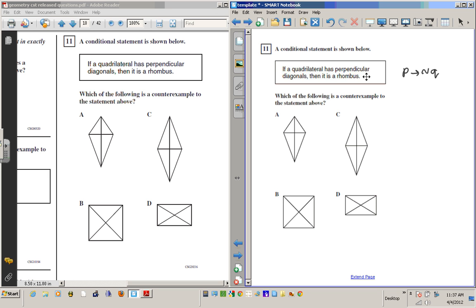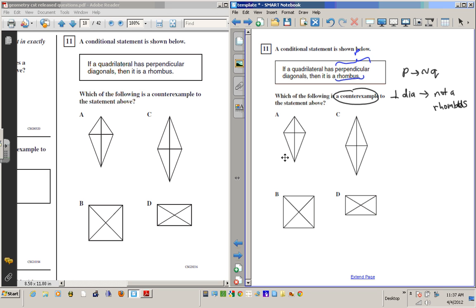basically means that you have a counterexample and the original statement is false. Okay, so P in this case is the quadrilateral has perpendicular diagonals. Perpendicular diagonals, that's P. And the conclusion is it is a rhombus. So what I want is perpendicular diagonals that is not a rhombus. If I can find a shape with perpendicular diagonals that is not a rhombus, then I've arrived at a counterexample because I have P implying not Q.